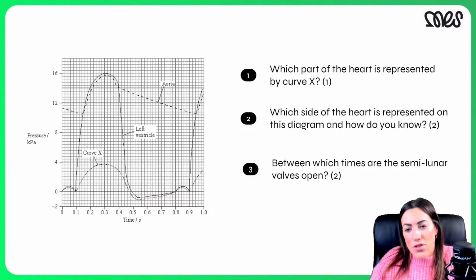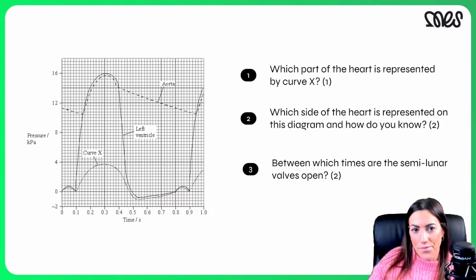Good, it's the atrium. In fact, some of you gave me very specifically, it's the left atrium. It's the left atrium and it's the left side of the heart. I mean, there's a bit of a clue on the graph, isn't there? It's obviously the left side of the heart because we've got the left ventricle and we've got the aorta. The aorta is the blood vessel that leaves the left ventricle, so it's got to be the left side of the heart. Okay, harder question, question 3.